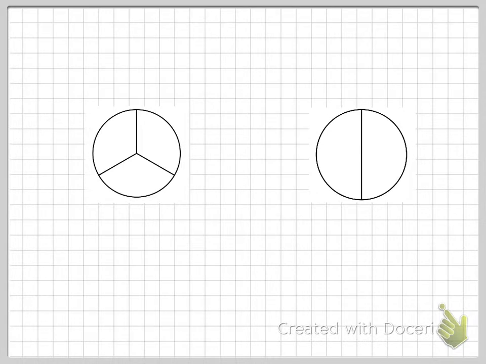So here I have a pie or a circle that's divided into 3 equal-sized pieces, so I know that my denominator is 3. Likewise over here, I know that I have 2 equal-sized pieces. So again, you have 1, 2, 3 pieces here, and you have 1, 2 pieces here. So now what we need to do is select some of those pieces and make up an addition problem so we can practice this.